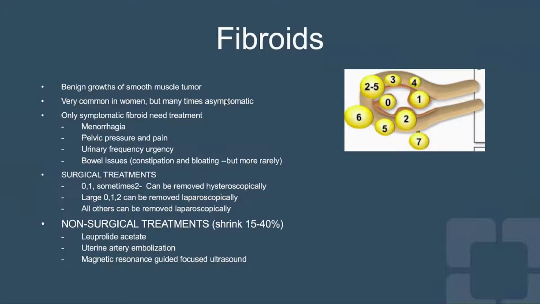This is where pledgets are released into the uterine artery, and they essentially occlude blood flow as the capillaries shrink down. They physically block the blood flow into the fibroids. And again, they tend to shrink fibroids by 15 to 40%. Magnetic resonance guided focused ultrasound can be used. That's where an MRI machine is used, and focused ultrasound is used to ablate the fibroid.